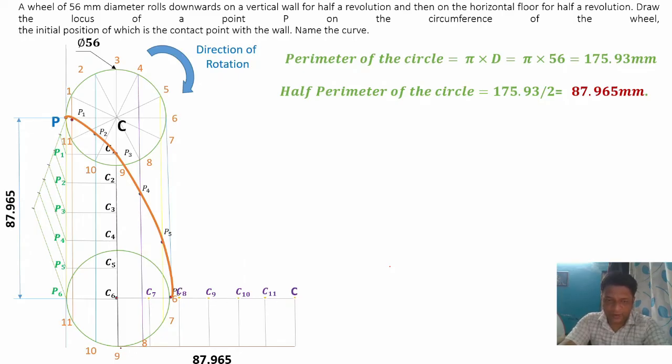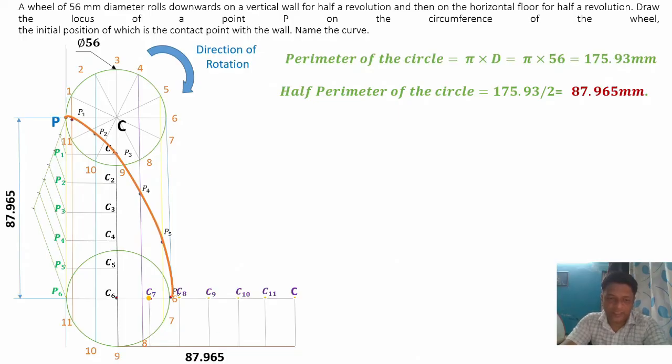First, we have drawn this line at a distance of 87.965, divided into 6 equal parts, and project the points on the center line. This was the method. Now we'll consider, okay, the distance 87.965 is taken from point number 9 till the end. That is very important.